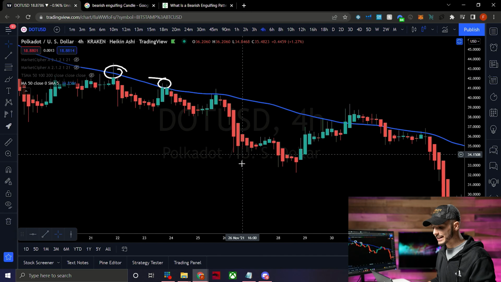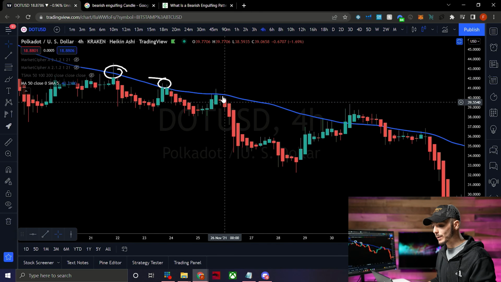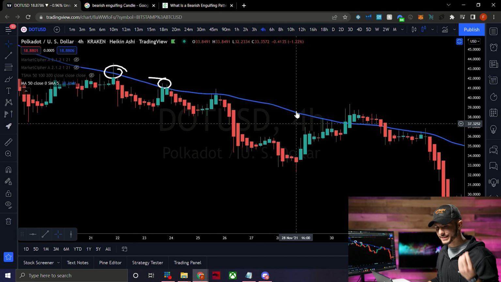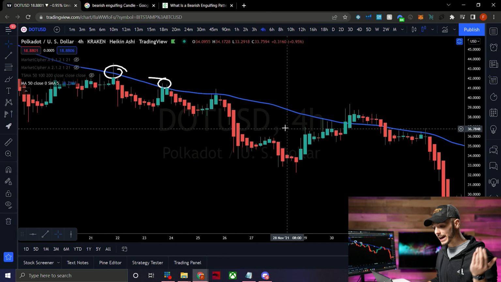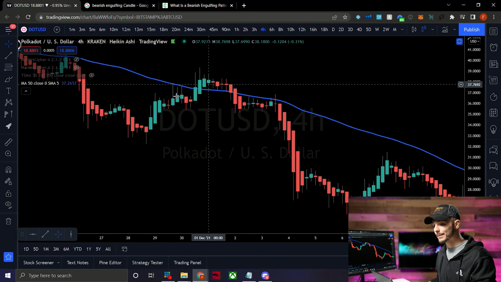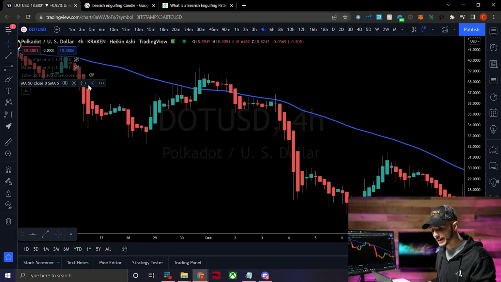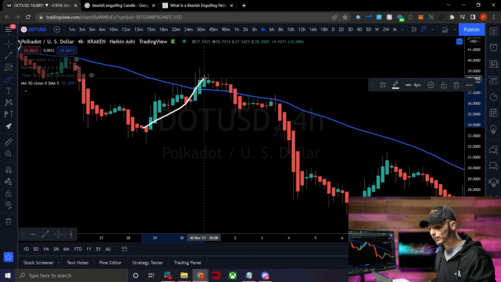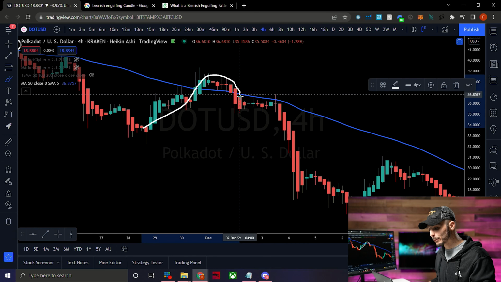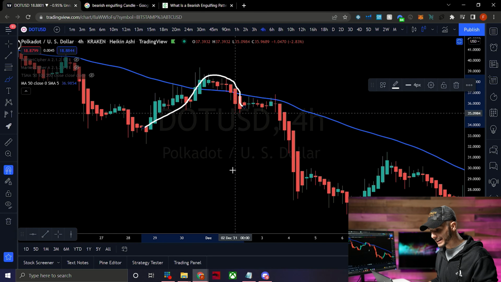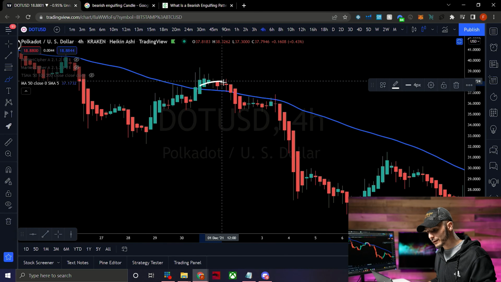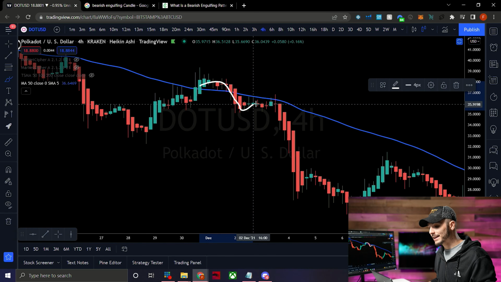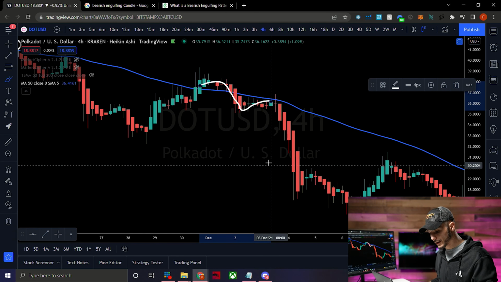So as you can see, you would have gotten a nice move here if you entered there. And I'm going to be showing you guys where to set your take profits and your stop losses in just a second. But first, let's go ahead and move over here to the next time that we tested this moving average, right? So you can see price came up, right? And we came above the moving average, and then we came right back down and tested the moving average as resistance.